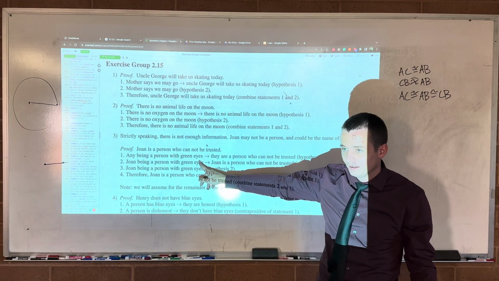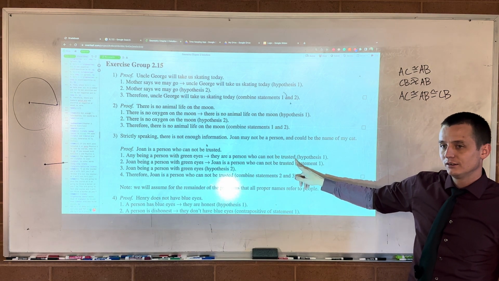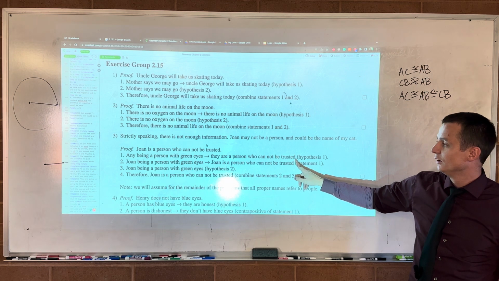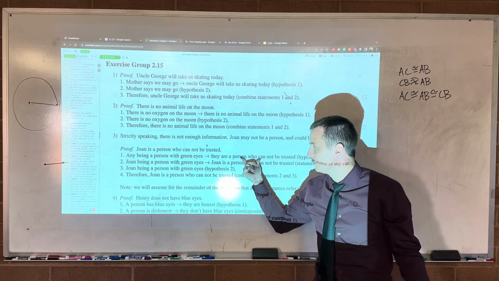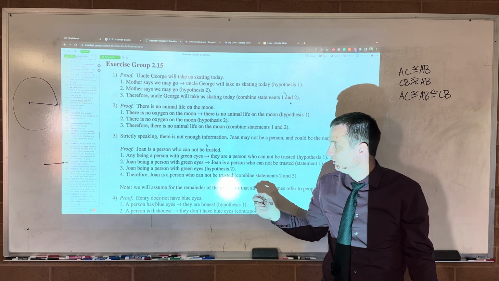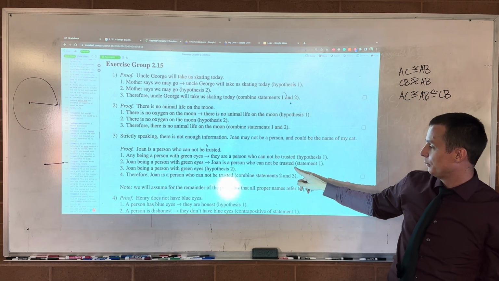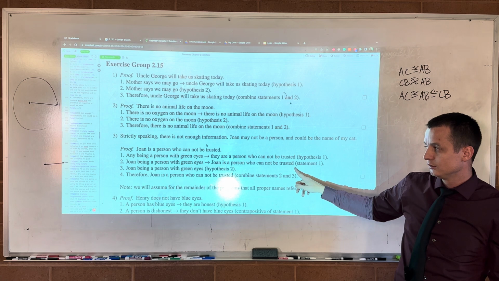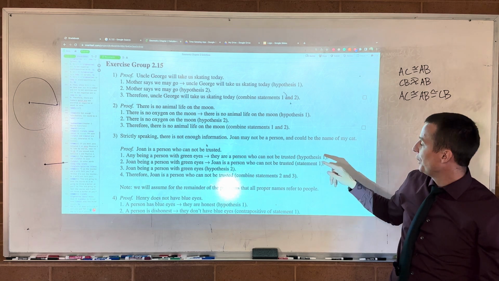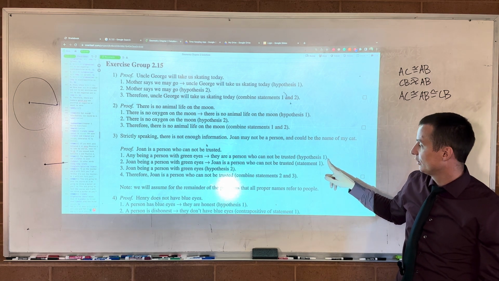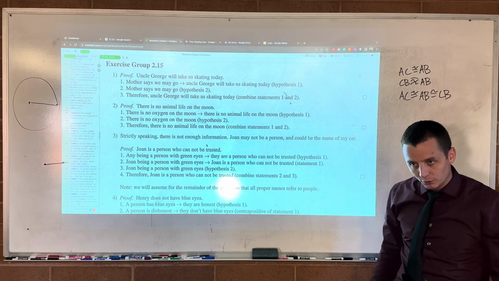Anyone being a person with green eyes implies they are a person who cannot be trusted. So we said any person with green eyes cannot be trusted. I want to write it down with the implication arrow in there. I want to show you explicitly alpha implies beta. You see that? Similarly, Joan being a person with green eyes implies Joan is a person who cannot be trusted. I'm plugging Joan into here. Our hypothesis is that anyone who has green eyes can't be trusted. Now I'm plugging Joan in as a person. So this is just rephrasing statement 1, plugging in Joan.